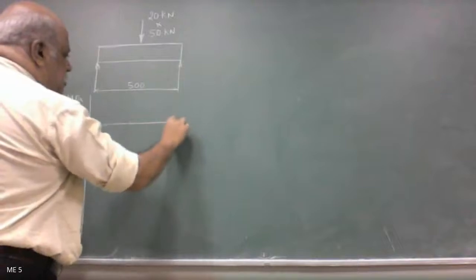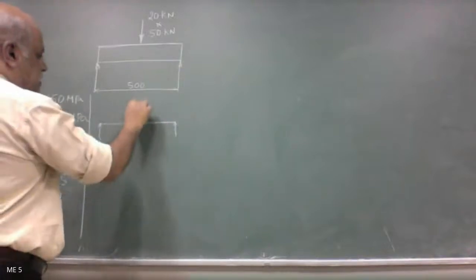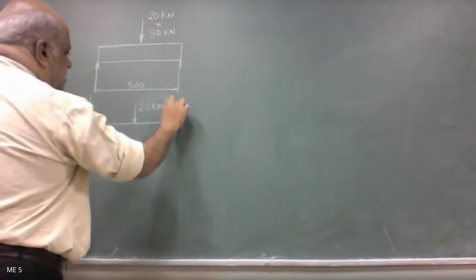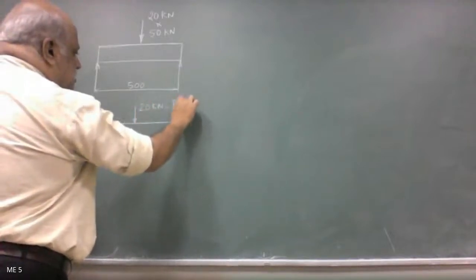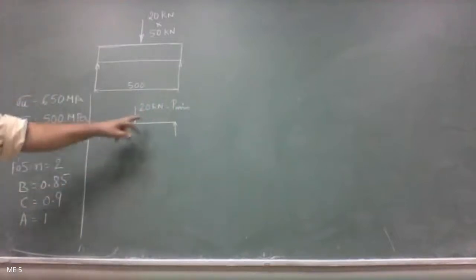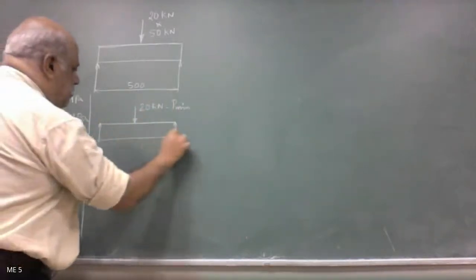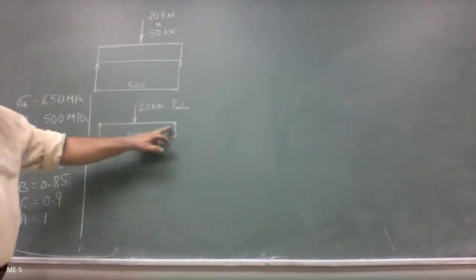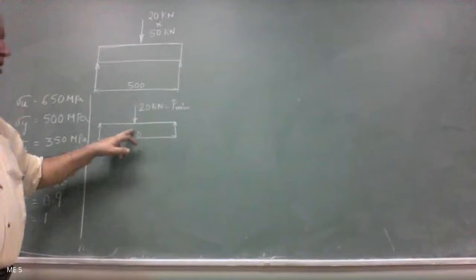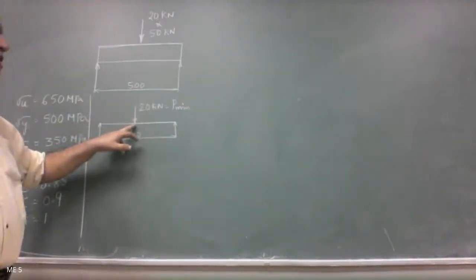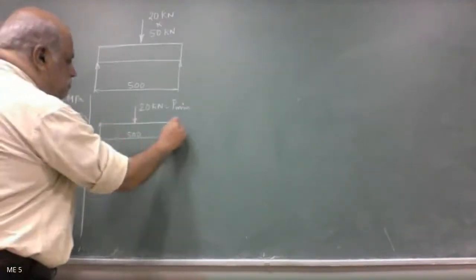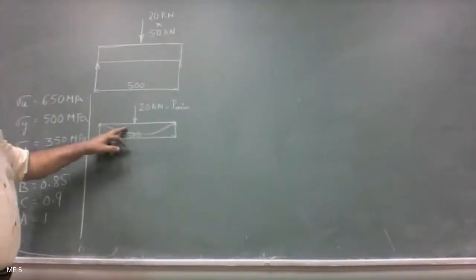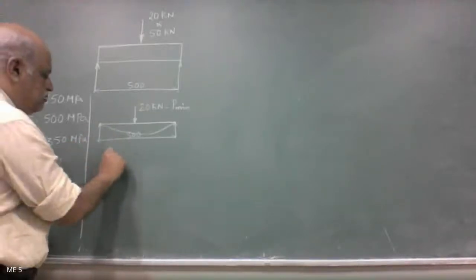Now I take this bar as 2 bars, one acting with 20 kilonewton load, which I call P minimum, for a bar of 500 mm length, this is the value of L. It is a freely suspended bar with central point load, so it is a transverse load. Therefore the bar is subjected to bending. So what stress will you have here? You will have bending stress.